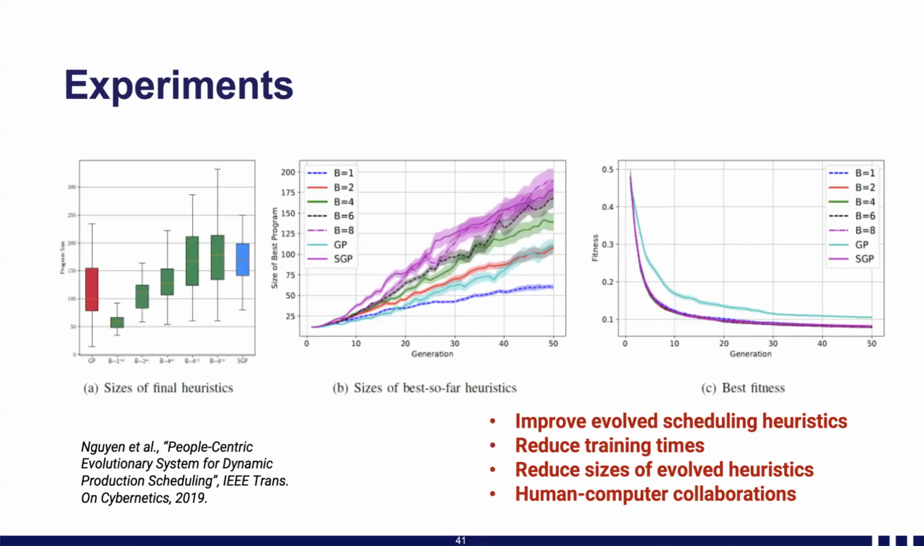And our experiments also show that the system works very well, and with proper control, it's also able to reduce the size of the heuristics, which makes them a bit more interpretable. And of course, being smaller, when applied, it's a bit more computationally efficient.